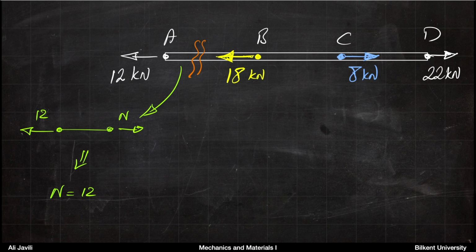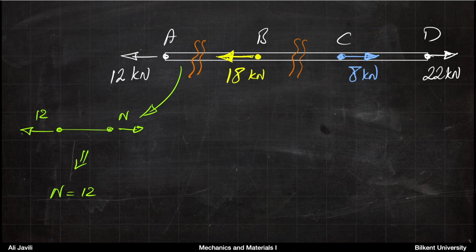And also remember, it would have been the same if you cut it from the other side. If you cut it like that, you would also get a force of 12 kilonewton, which would be the reaction of the 12 that you have here. So basically from A to B, the normal force is 12 kilonewton. And it has a plus sign in the sense that it shows that the member is under tension.